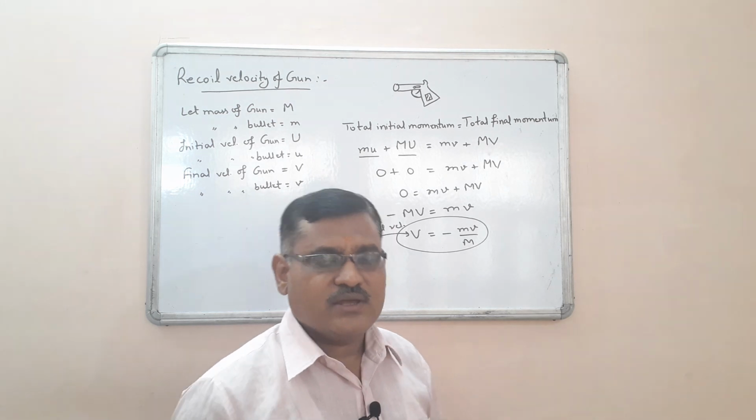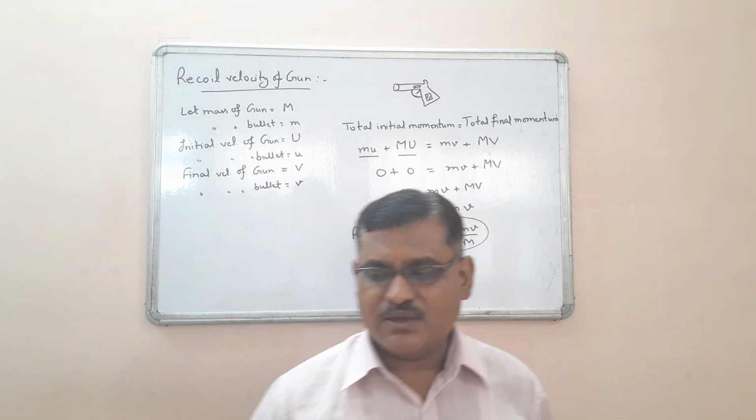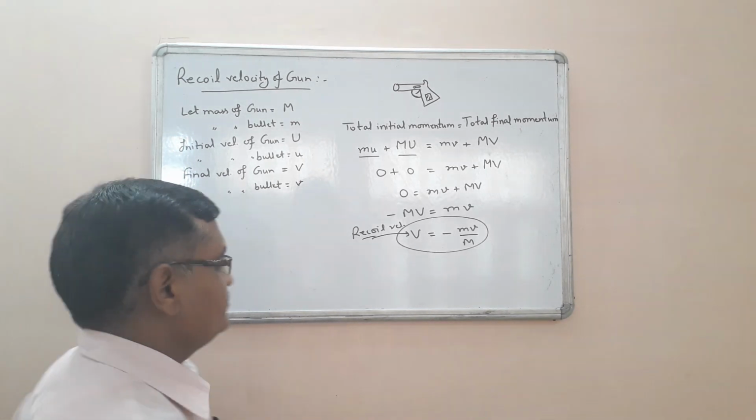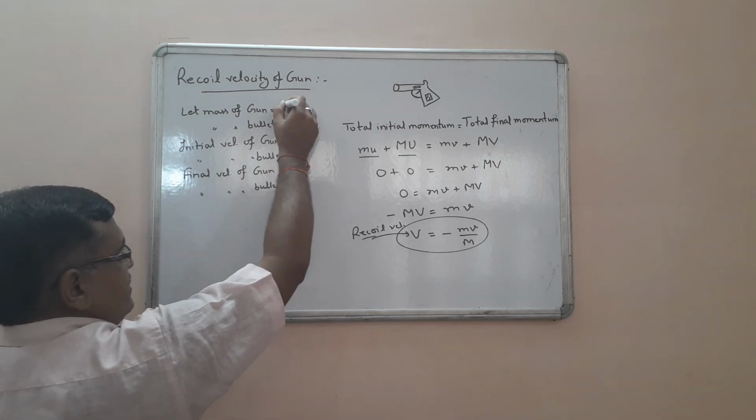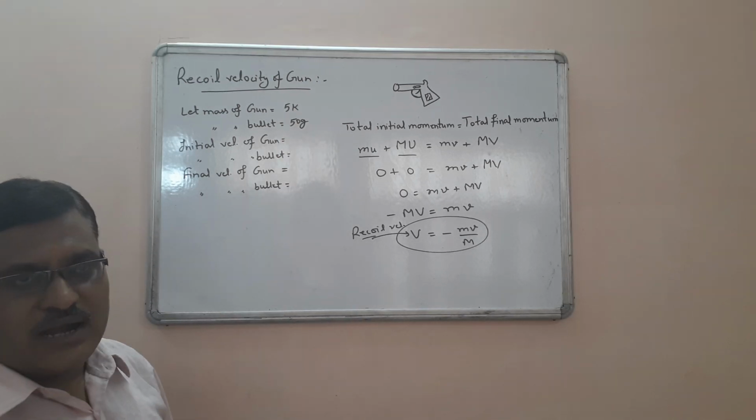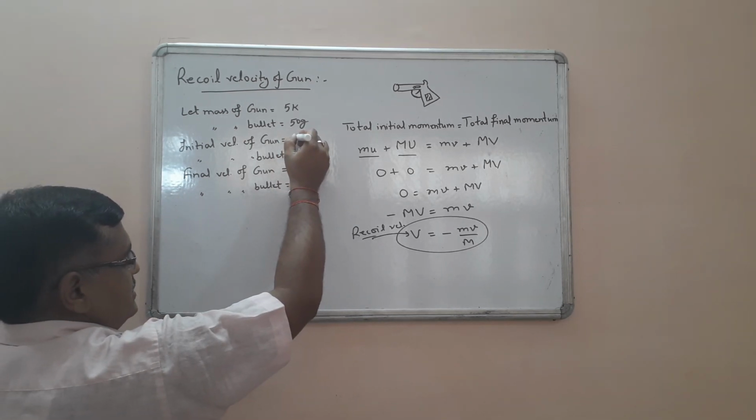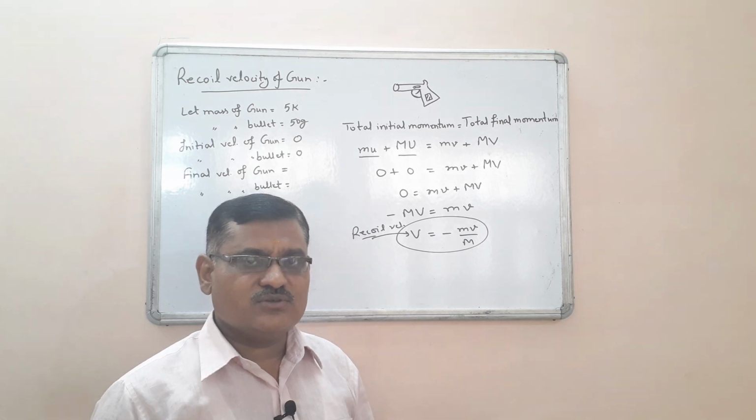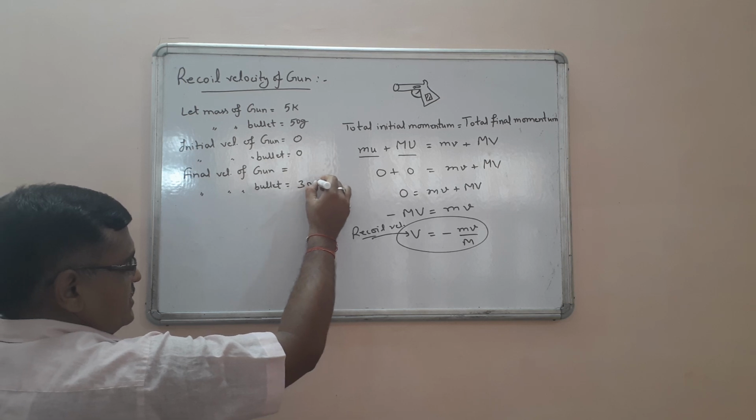And you know, if you have numericals based on it, it is very simple for you. I am giving one example. See, I will use this formula and I will get the answer. Suppose we have a gun whose mass is 5 kg and a bullet whose mass is 50 gram. The initial velocity of the gun and bullet is always 0. So you can write here the initial velocity of the gun and bullet is 0. Let us consider the final velocity of the bullet is 300 meter per second.